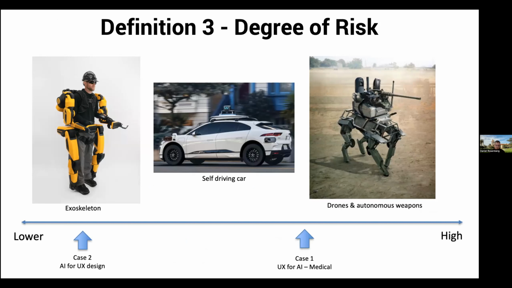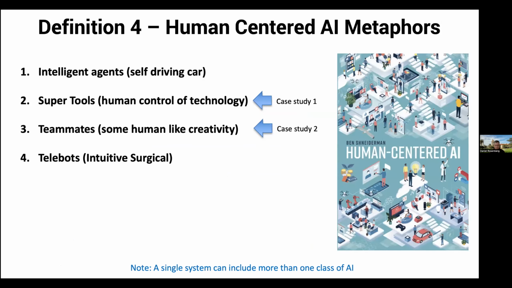So a very intelligent system like a human exoskeleton to be used in a factory has fairly low risk. Self-driving cars are kind of in the middle, and autonomous weapons are pretty high risk, to say the least. And so there's a difference in the two case studies. My first case study, which is going to be a medical application of AI, is pretty high risk. If it gives you a wrong answer, it's very bad. The second case, where we use AI to design user experiences, is a bit lower risk.